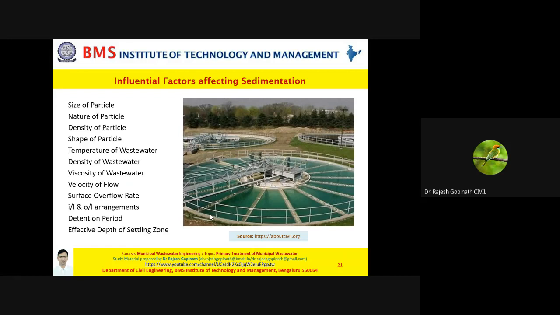We are very well aware that the denser the particles, the higher the settling velocity is. But ultimately what we are trying to achieve is a critical settling velocity. Based on all these factors which are listed here, the prime objective is to attain the critical settling velocity. That is the settling velocity of particles at which 100% of these are removed from the basin. And that is what we look into when we determine the effective depth, the detention period, the inlet and outlet arrangements, and the overflow rate.